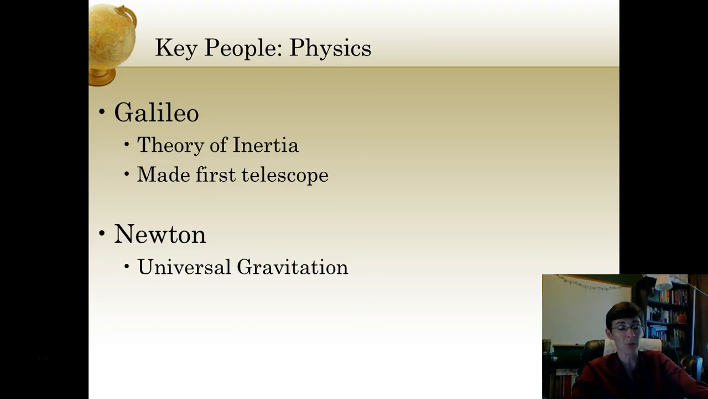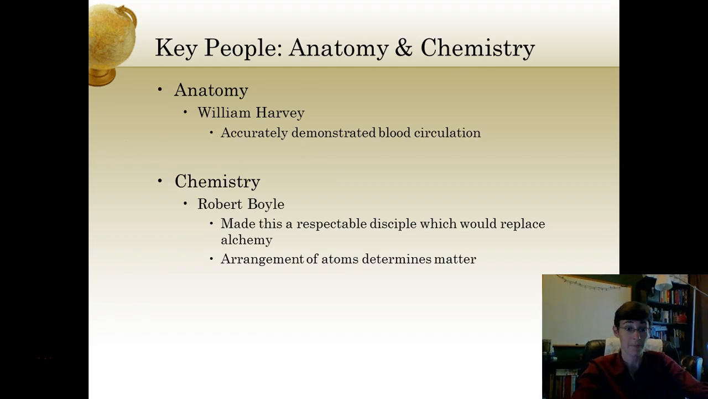All right, so physics. We, of course, have Galileo. He's also important. Newton with the idea of universal gravitation. So these two guys are very, very important in the realm of physics. Like I said, Newton's also going to be important in the Enlightenment. All right, anatomy and chemistry with William Harvey. And this guy accurately demonstrated blood circulation.